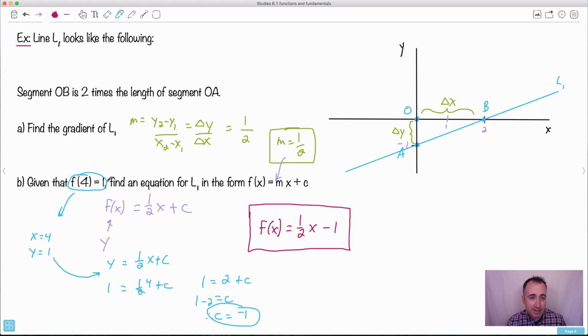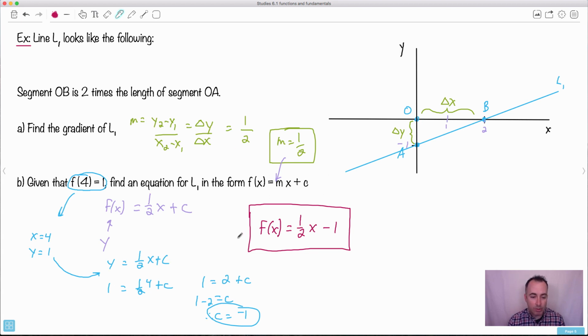So what can we learn from this? First of all, don't get tripped up by function notation. f of x just means y. Okay, so you just kind of convert it back. So f of x and y, see them as the same thing. In this kind of example here, you first use your gradient equation to find the gradient, and then you put it into the linear equation right here to find c.